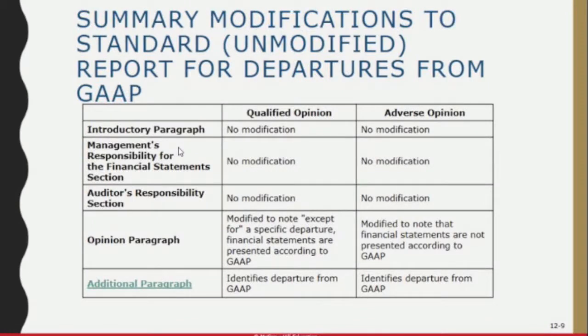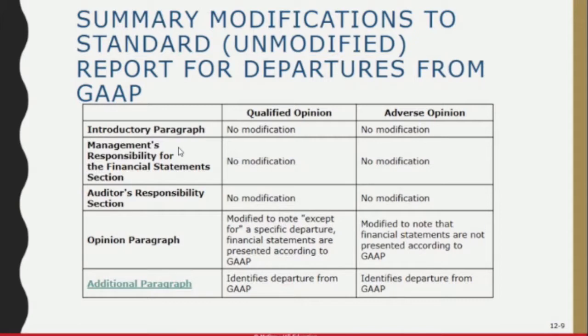And so what you'll notice for the qualified opinion is that there's no modification to the intro paragraph, it stays the same. There's no modification to what management's responsibilities are versus what the auditor's responsibilities are. The scope is still going to be the same. Management is still responsible for the financial statements. So those three paragraphs or sections do not change. What will change is the opinion paragraph.